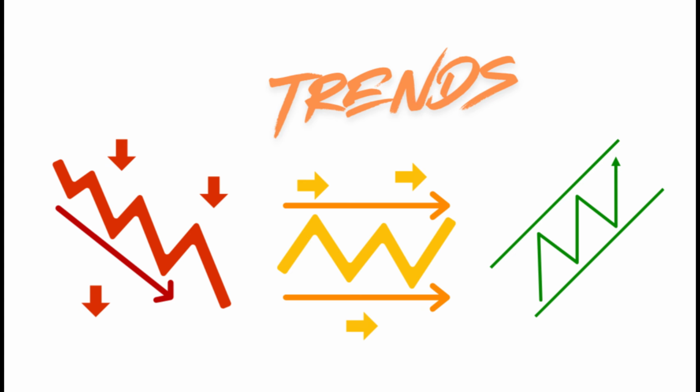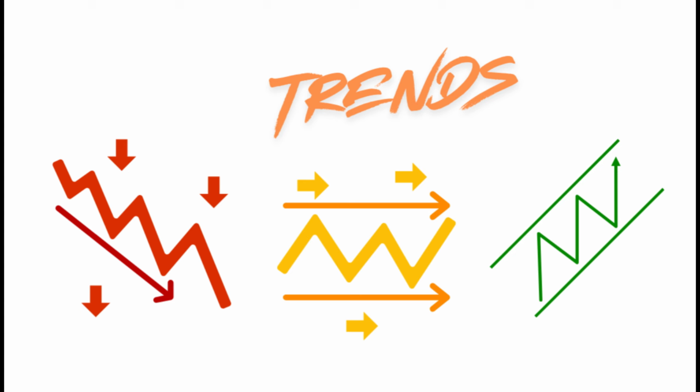So what is a trend? A trend is simply the general direction that the market is moving. Think of it as the path price is following over time. And there are three types of trends. An uptrend, which is when price is moving higher. A downtrend, which is when price is moving lower. And sideways, which is when price is stuck in a range or what's called accumulation or distribution.